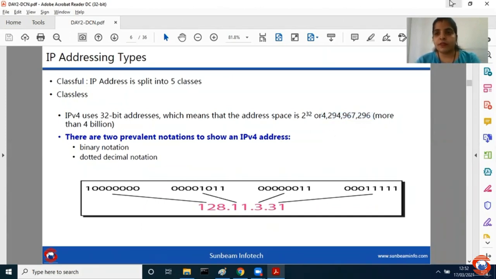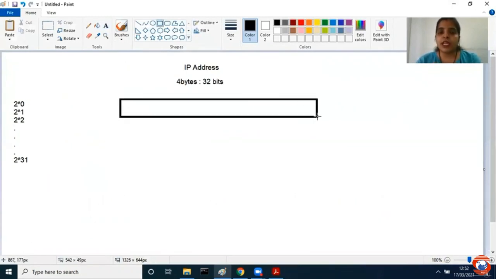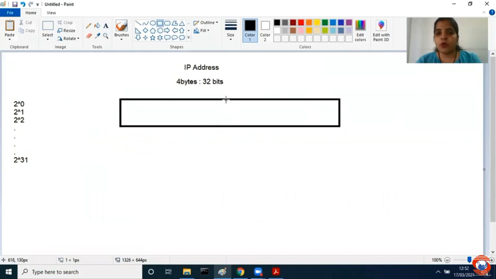To avoid this, there are some organizations who maintain the standards. They have divided the IP address into 4 different octets.